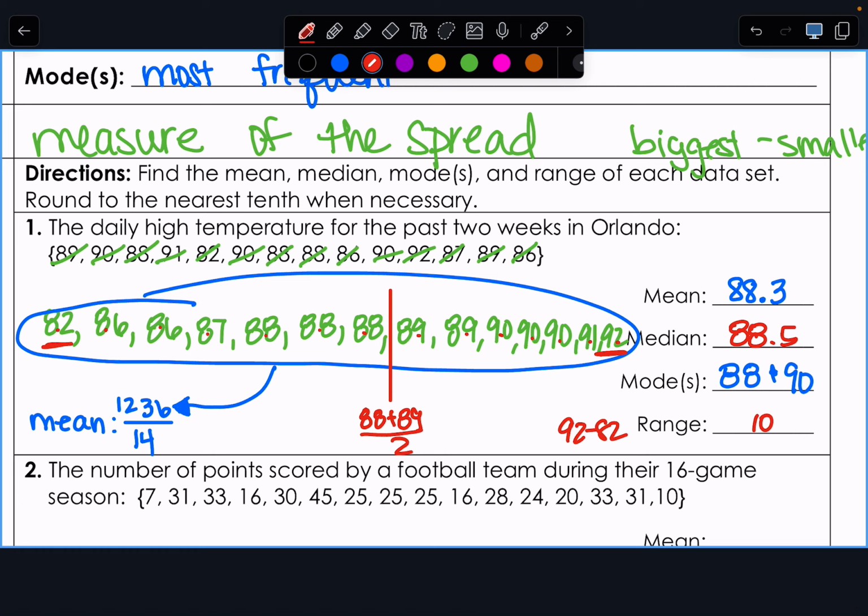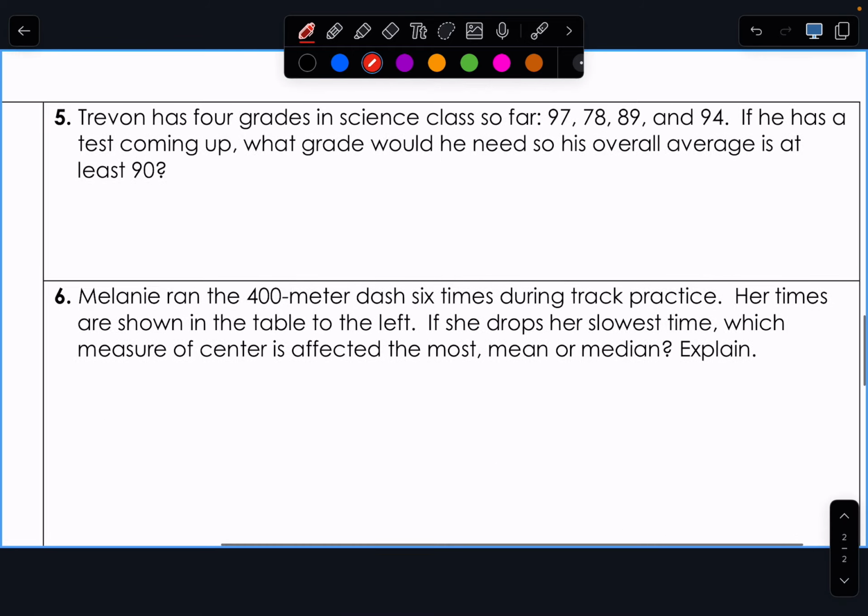Would we technically have to do that, like if something like that happens? So if you have an even number of values, that's going to happen where you have to take the average between the two. Okay? All right, let's look at number 5.